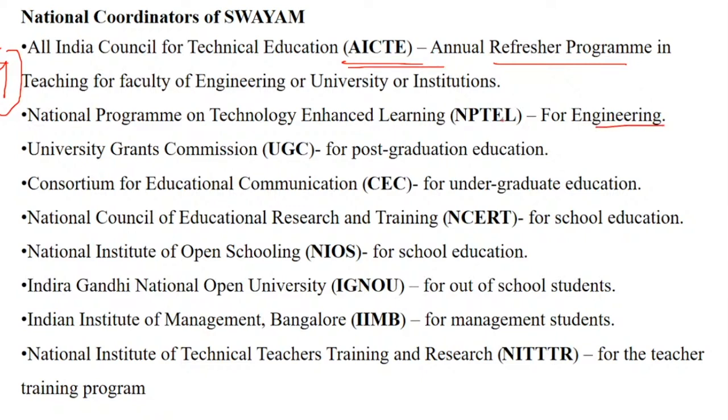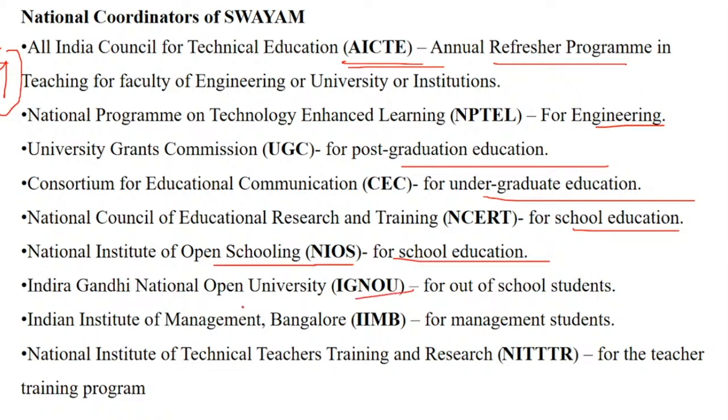NPTEL, that is for engineering; UGC for post-graduation; CEC (Consortium for Educational Communication) for undergraduate; NCERT for school education; NIOS again for school education, that is open schooling; IGNOU, that is a university, again for open university; IIM, that is for management; and NITTR, that is for teachers' training and research.